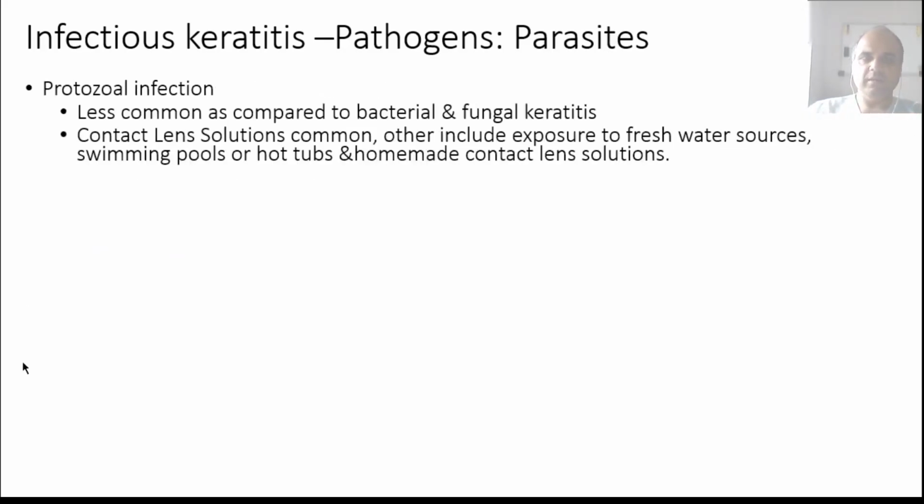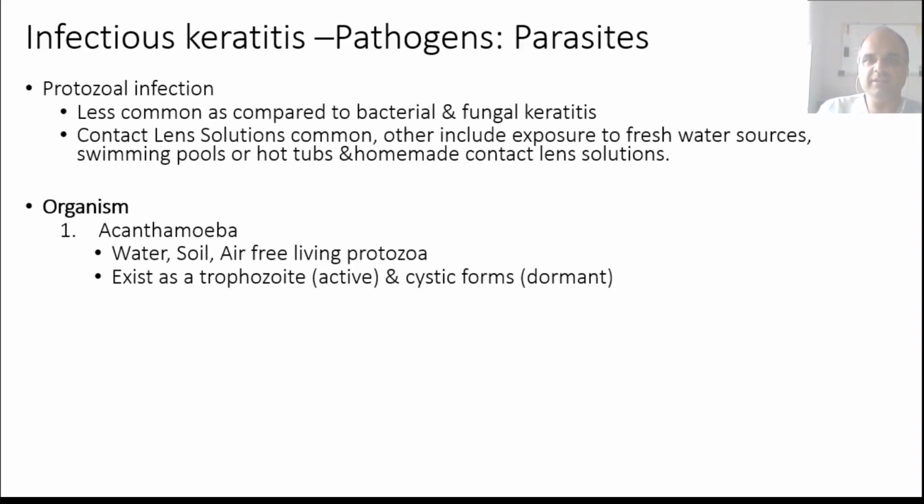Parasites, and it is basically a protozoal keratitis, and it is less common than a bacterial and a fungal keratitis. The most common way of getting it is a contaminated contact lens solution. Others include exposure to contaminated freshwater sources, swimming pools, hot tubs, saunas, and homemade contact lens solutions. Yes, there are wikis and similar websites that tell you how to make a contact lens solution at home. And you just might be using contaminated water as a source, and you can get a parasitic keratitis.